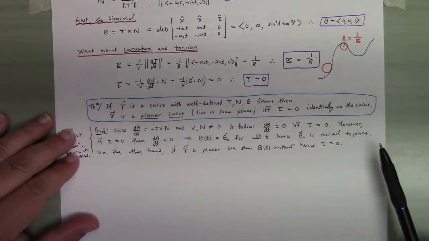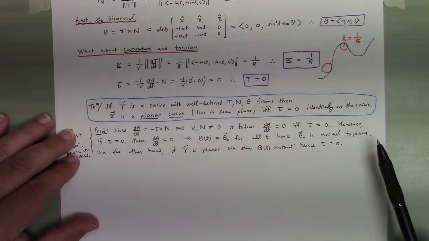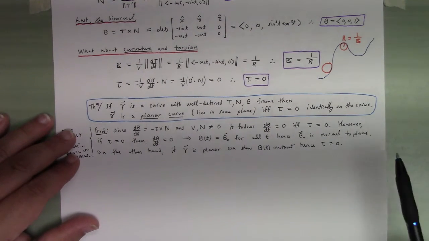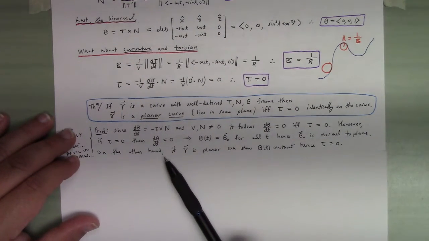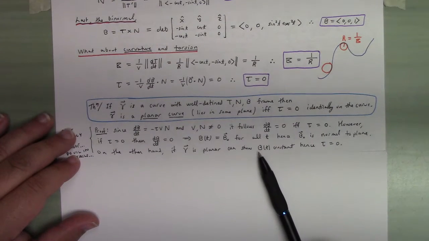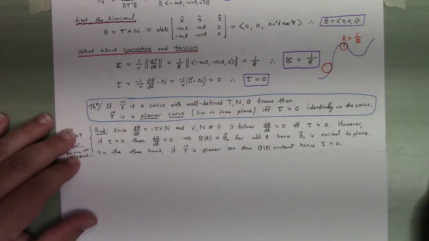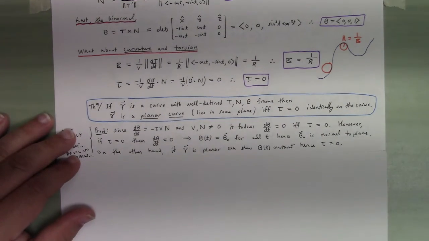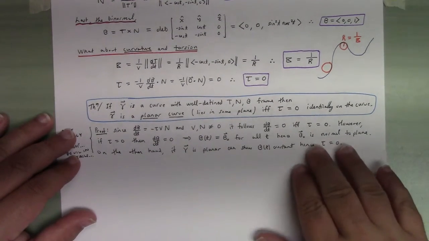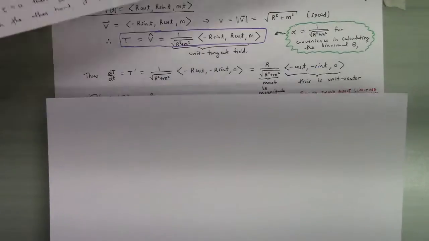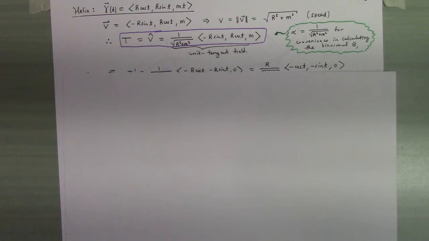But it's true. The actual solution to this, I think, for me is like 2 or 3 pages long. So this is a sketch of a proof. It's not quite a complete proof, right? On the other hand, if the curve is planar, then we can show that B of t is constant, and hence the torsion is 0. But anyway, I'm just warning you that if you're really picky and you want to prove this carefully, for me it takes a while.